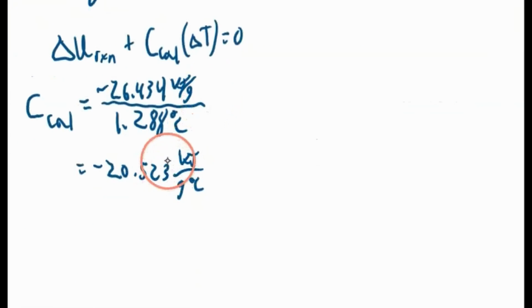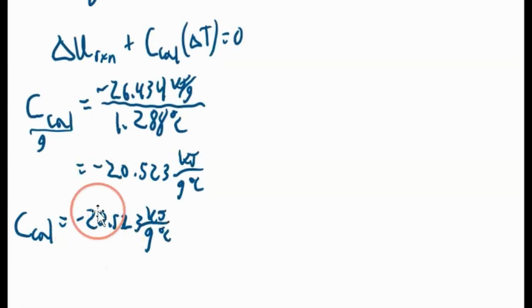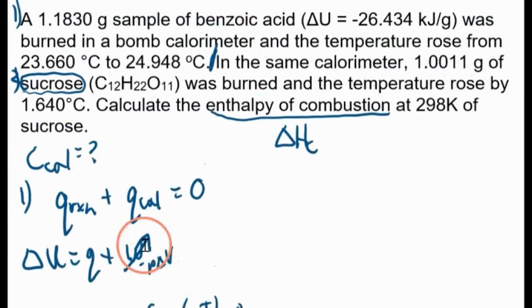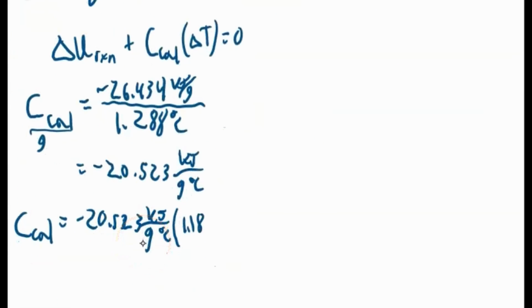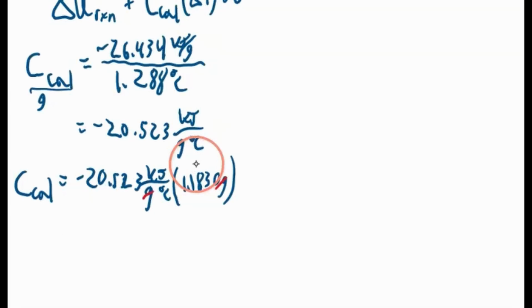And this is common. So rather than per gram, we're going to multiply this. So we're going to say Ccal over here is per gram, and then this is our actual Ccal, which is negative 20.523 kilojoules per gram degree Celsius. We've got to multiply it by 1.1830 grams so that our grams cancel out. And we're left with kilojoules per degree Celsius.